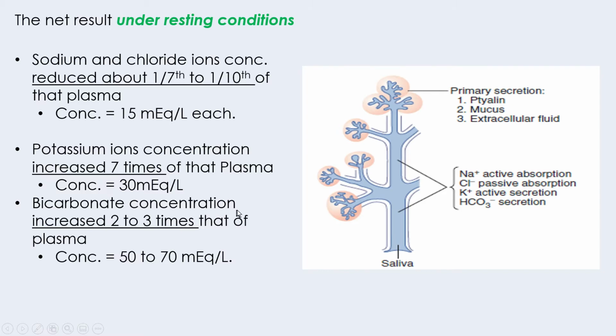And similarly, bicarbonate ion concentration increases 2 to 3 times that of the plasma. So here we see that chloride and sodium concentration is decreased as compared to plasma. However, potassium and bicarbonate ion concentration is increased too much as compared to the normal plasma concentration. So all these contribute and lead to the formation of hypotonic saliva.